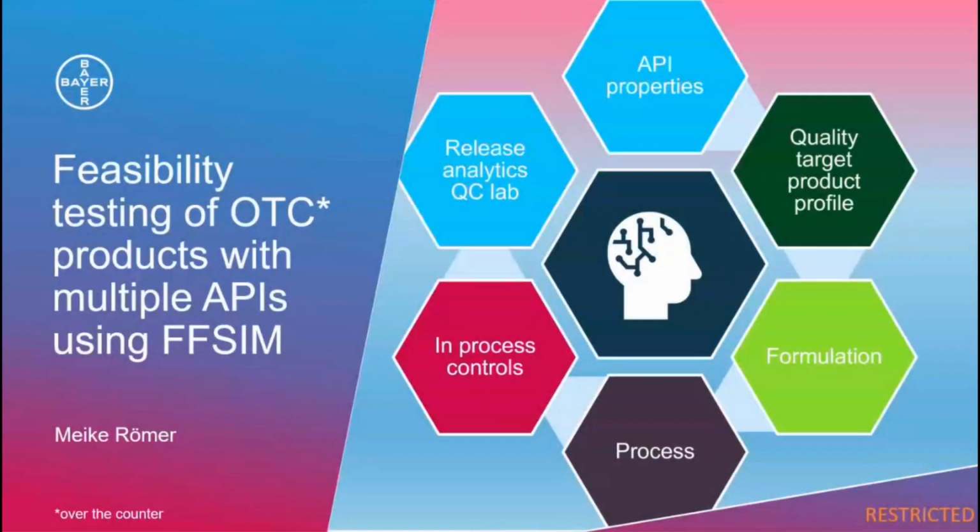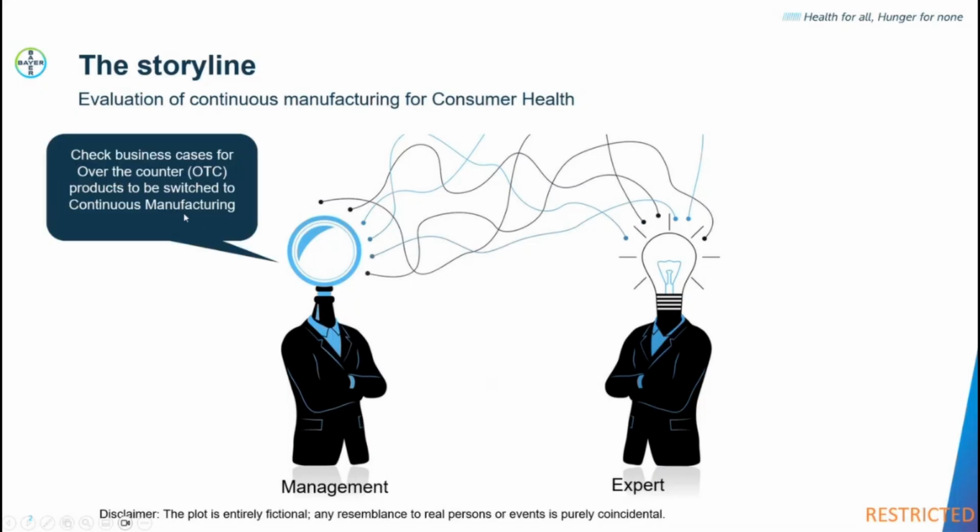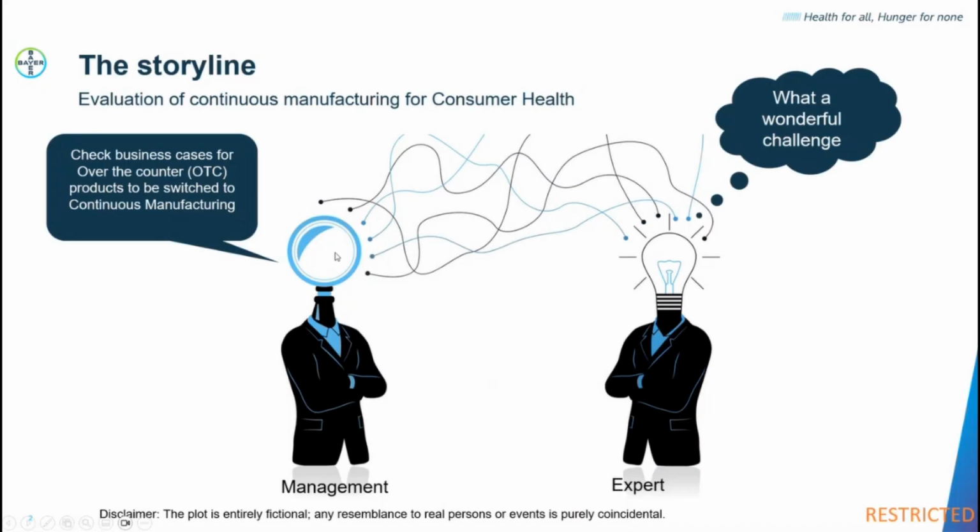Today, I will present our feasibility journey of testing over-the-counter products with multiple APIs using Expo's FFSim. So the storyline was we were supposed to evaluate continuous manufacturing opportunities for consumer health. So our management came up and said, yeah, let's check over-the-counter products and the subsequent business cases to be switched to continuous manufacturing. As an expert, you think, yeah, what a wonderful challenge.